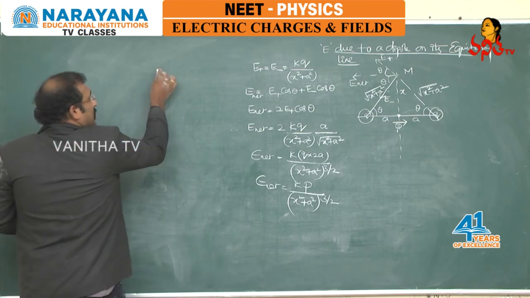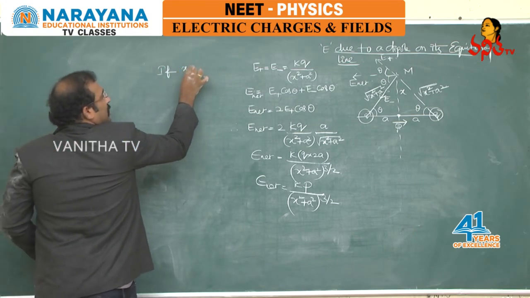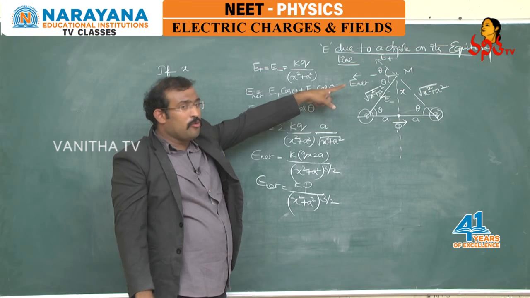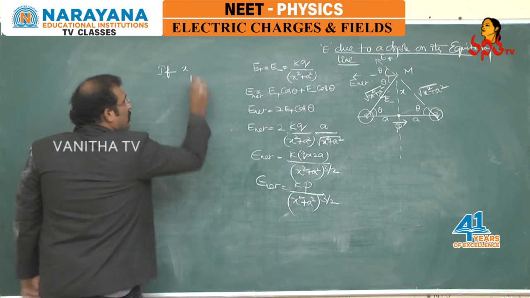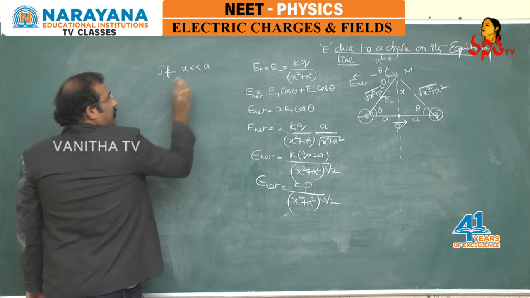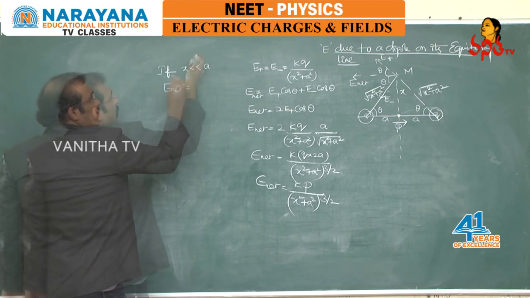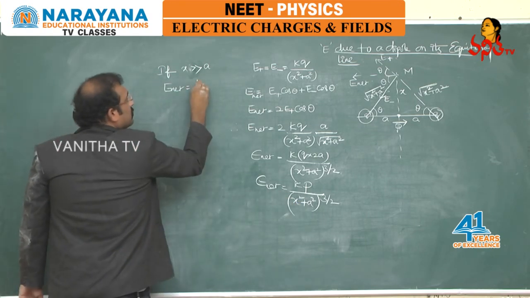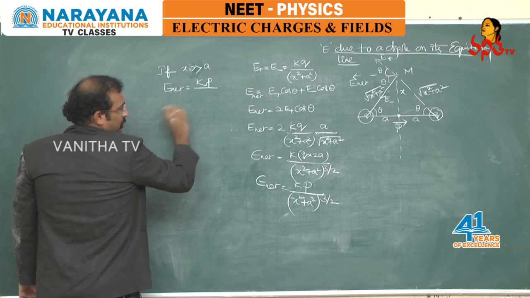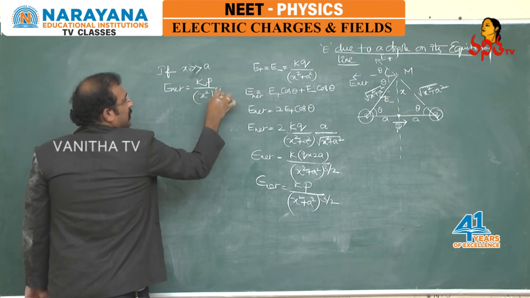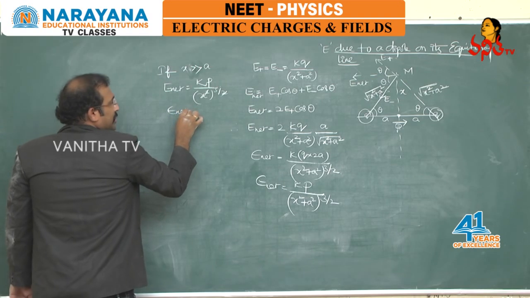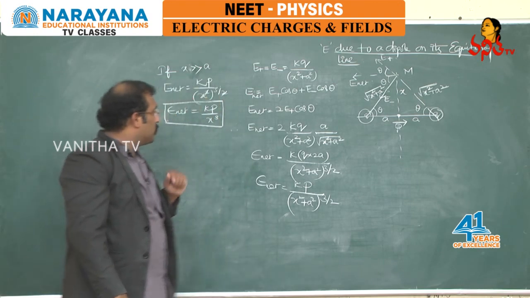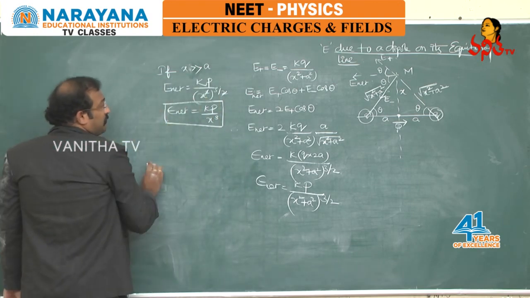If the dipole length is very small when compared to the distance x of the point where we want to find the electric field, that is x is greater than a, then a can be neglected, and the net electric field becomes kp by x squared whole power 3 by 2. This gets cancelled. E net is equal to kp by x cubed. So this is the net electric field on the equatorial line.